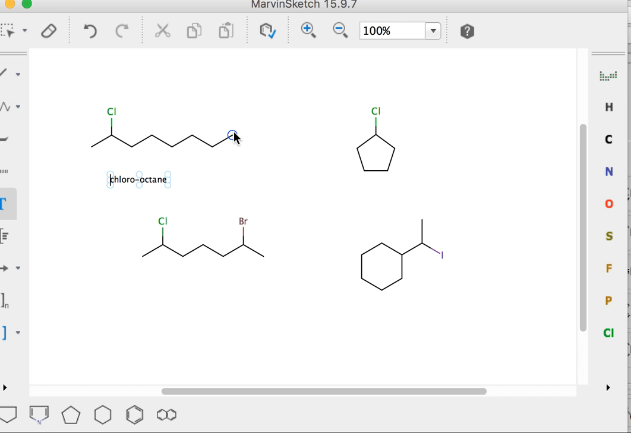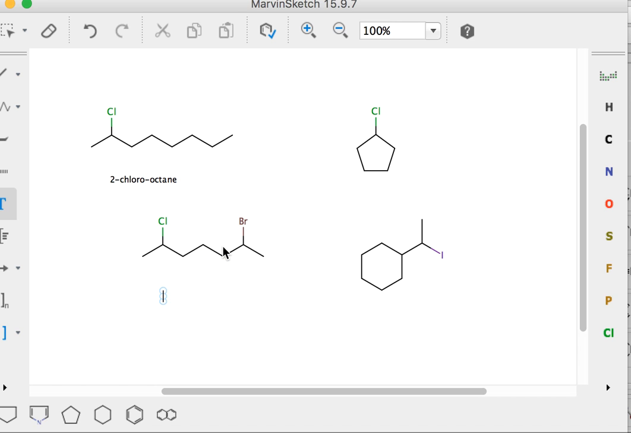We could number this octane from this side, 1, 2, 3, 4, 5, or we can do it from this side, 1, 2, 3, and your instinct probably tells you we're going to number from this side. We want the first substituent, and in this case the only substituent, to be the lowest number. So it's better for this chloro to be at the second position than the 7th position. So this is 2-chlorooctane.